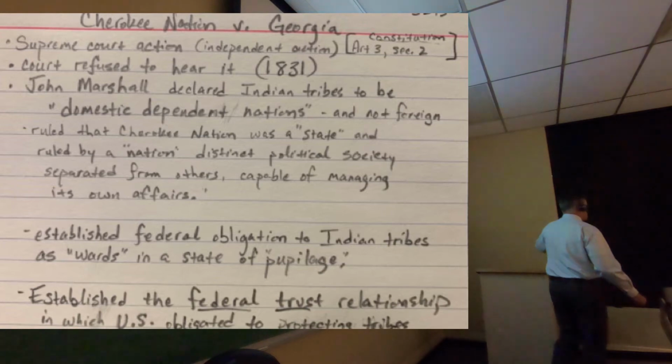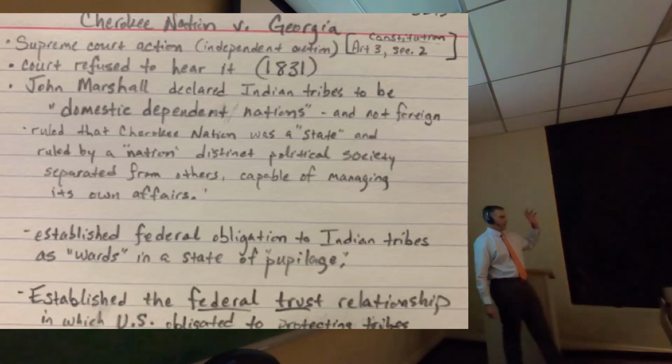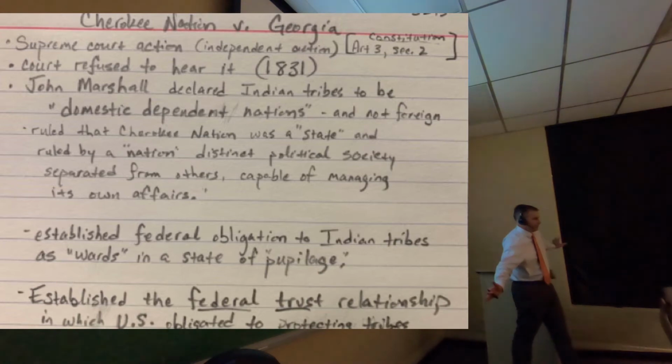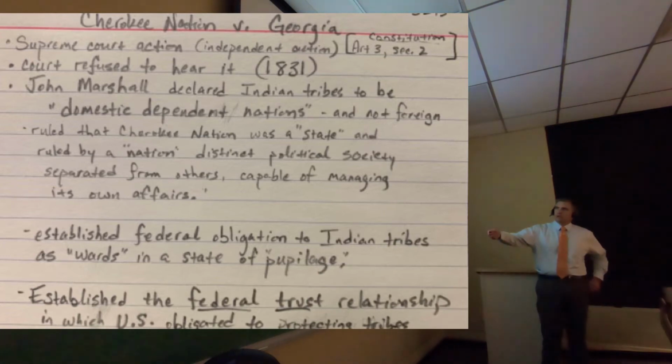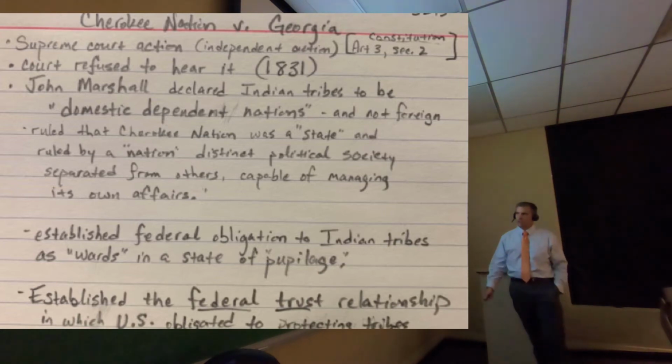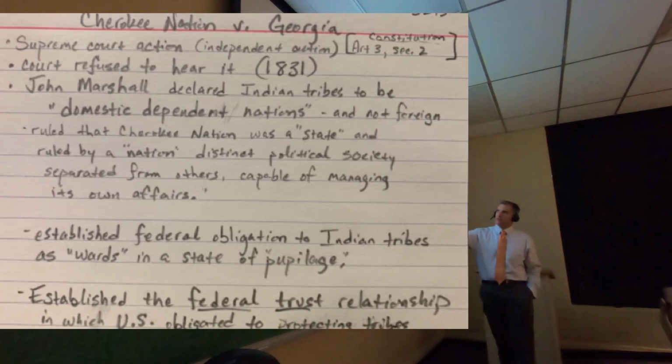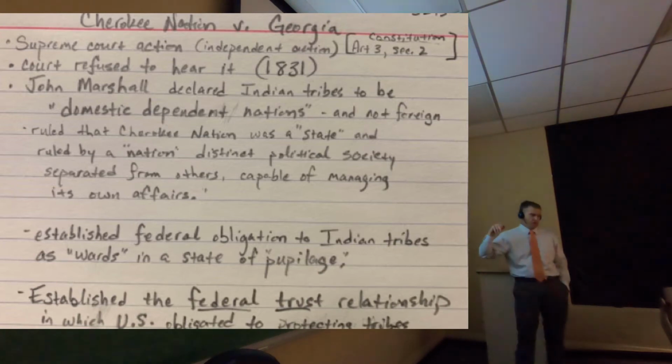This pretty much set into play the parameters of Indian sovereignty. If you're an Indian tribe, you have the right to self-government, but you are not a foreign nation and you are not independent. You're subject to the plenary power of the United States Congress. Okay? So it established, however, what we might call the trust relationship of Indian tribes with the United States federal government. And this is that you can read through the entire decision.